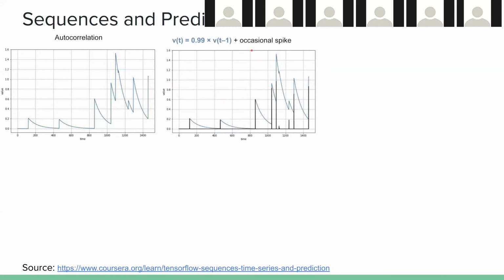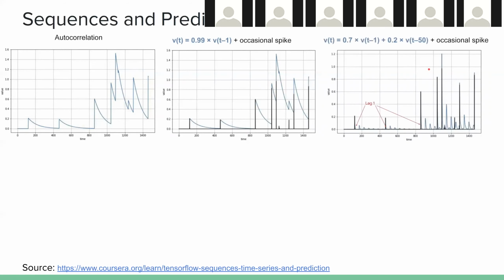And Lawrence mentioned this example here, that the value of the time series at time t is 99% the value of the previous time step plus an occasional spike. So if I'm here, my value is 99% of the previous plus an occasional spike, which could or could not be there. So there's no spike, I'm just 99% of my previous value, and then there's a spike.